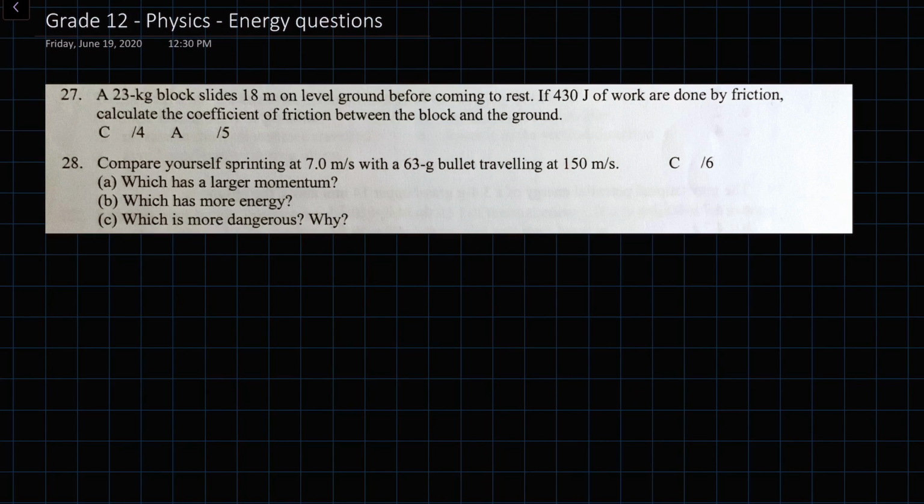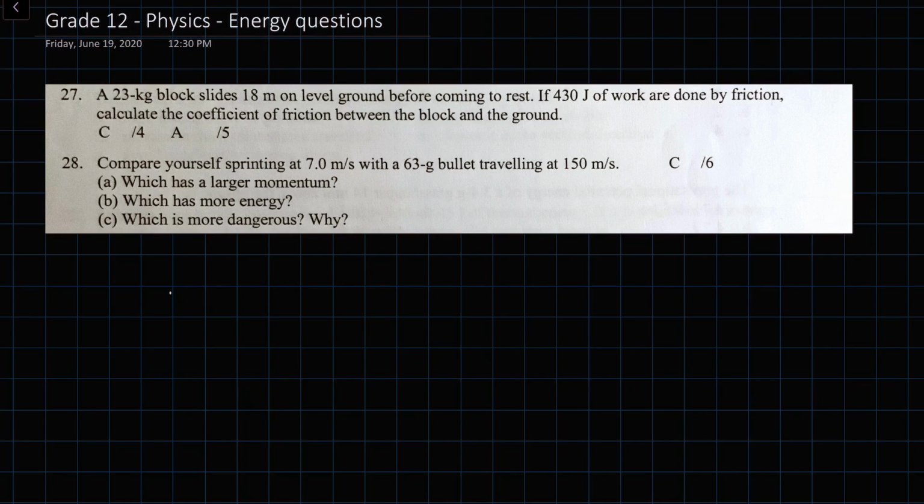So I will start off with question 27. A 23 kilogram block slides 18 meters on level ground before coming to rest. If 430 joules of work are done by friction, calculate the coefficient of friction between the block and the ground. This is a question to check your understanding of work and energy, which are used interchangeably, and their relation to force.